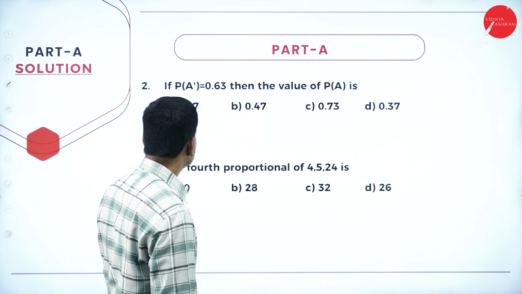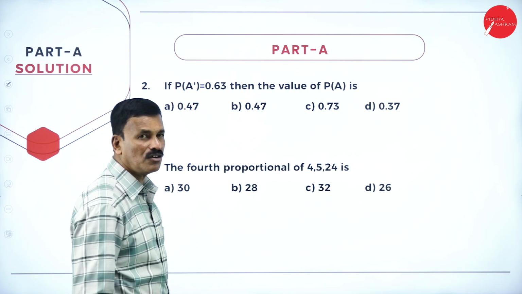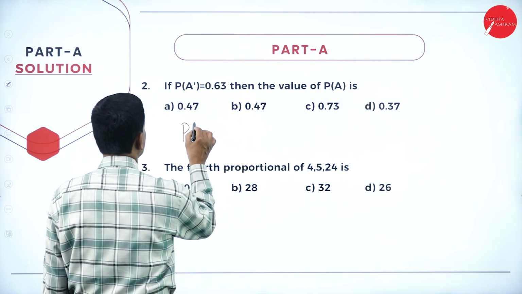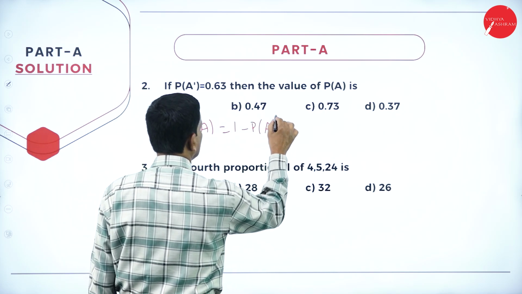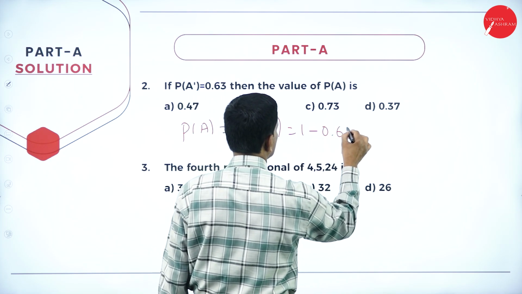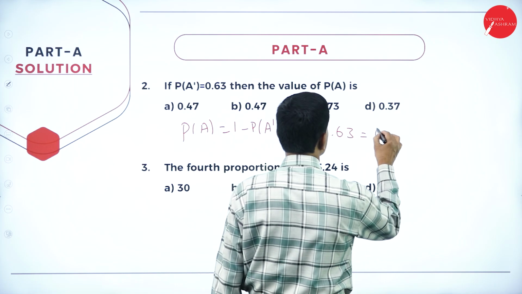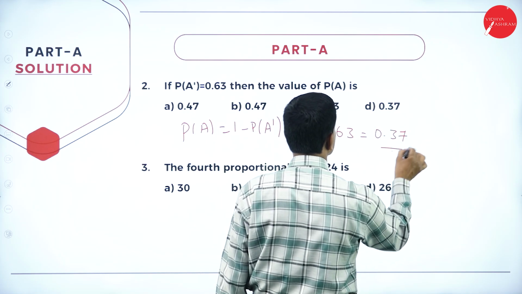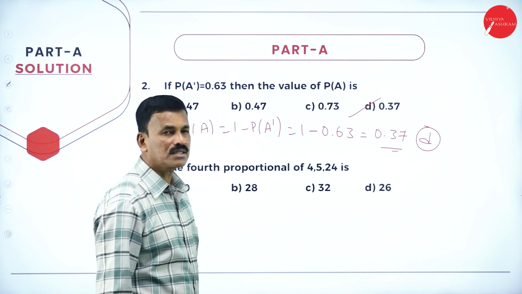Now, move on to the next question. If P of A dash is equal to 0.63, then find the value of P of A. The value of P of A is always equal to 1 minus P of A dash. That is 1 minus 0.63. What is 1 minus 0.63? That is nothing but 0.37 is the answer. The option is D. So 0.37 is the correct answer.